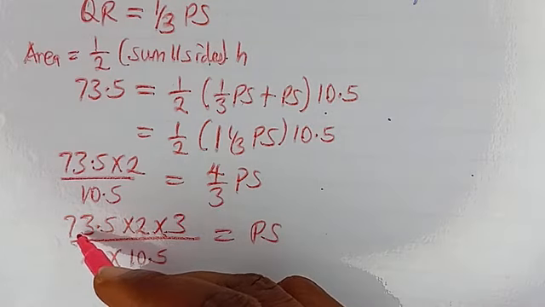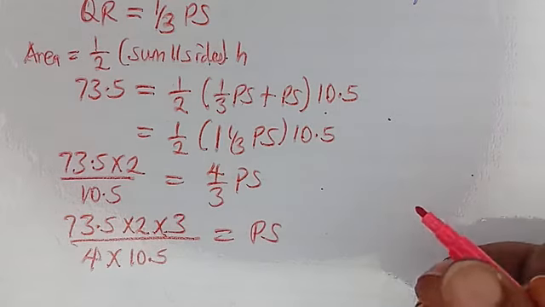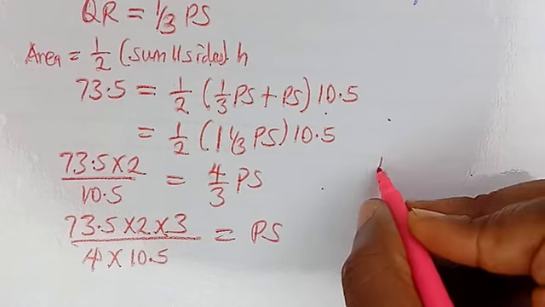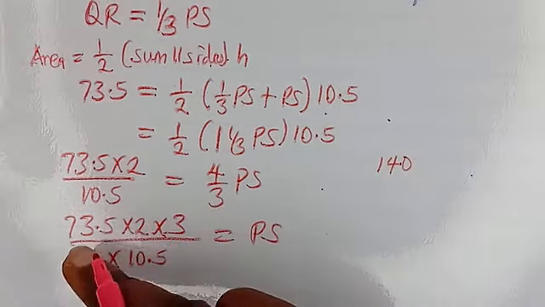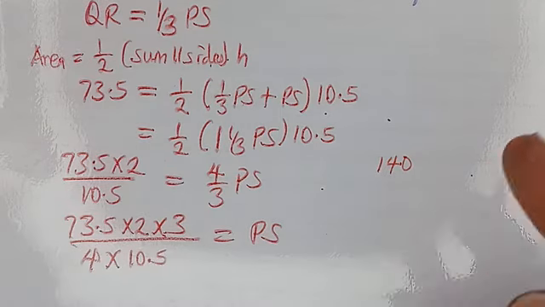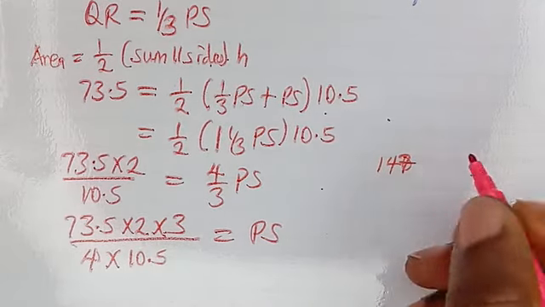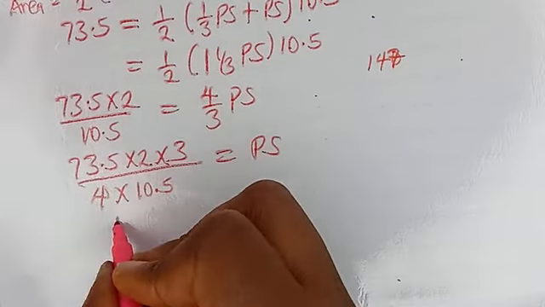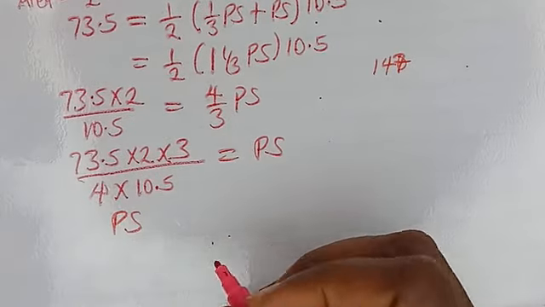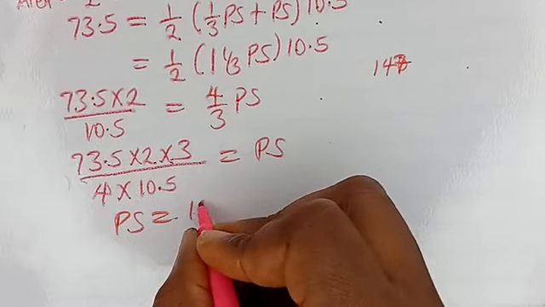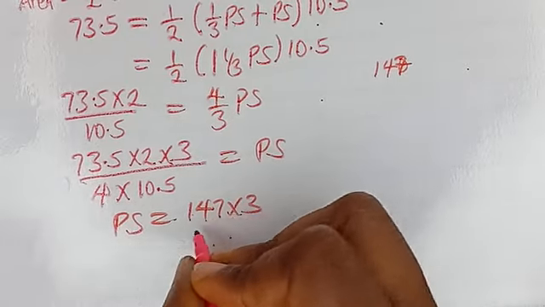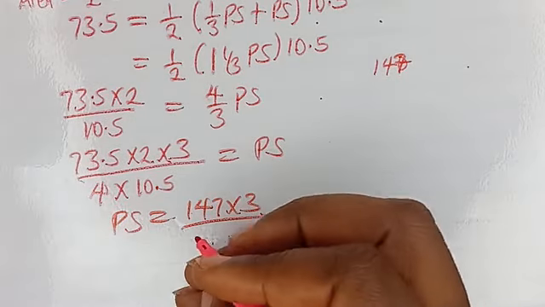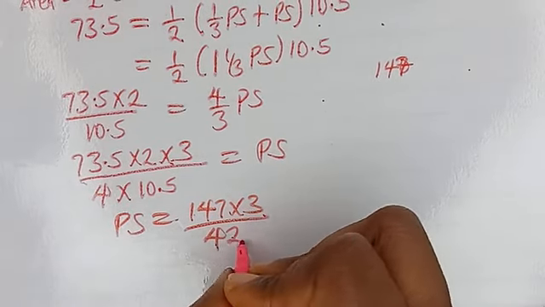So 2 times 73.5 will give us 2 times 70, that is 140. Then 3 times 2, that's 6, and then 0.5 times 2, so 147. So we could work with this. It's easier to work that way. We have that PS is equal to 147 times 3 over 4 times 10.5, that is 42.